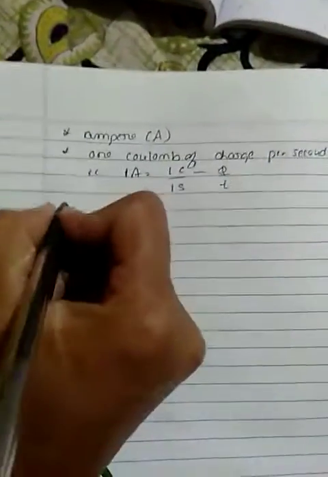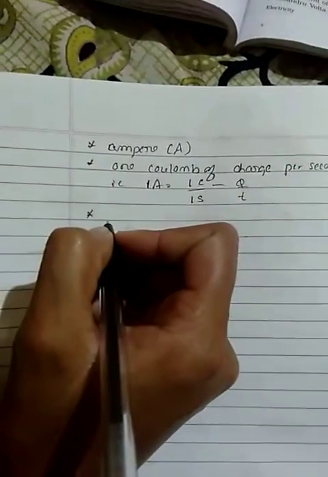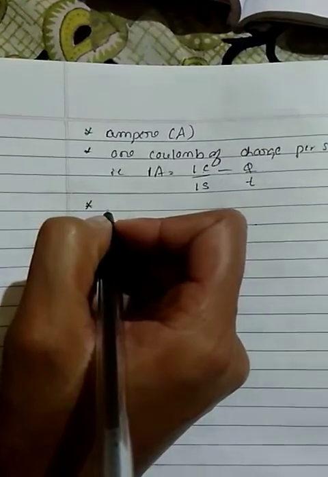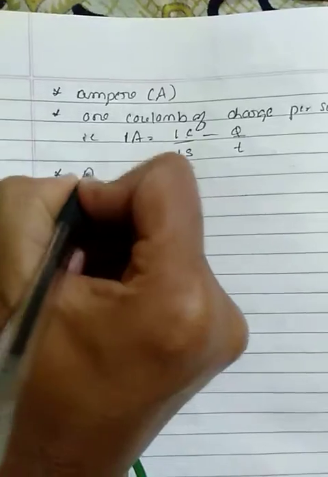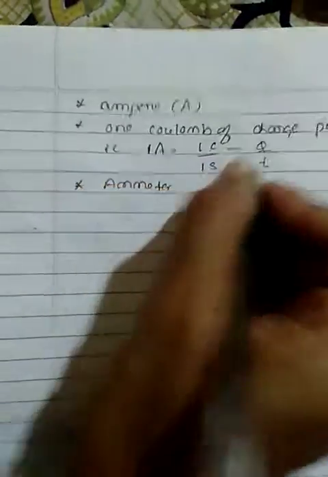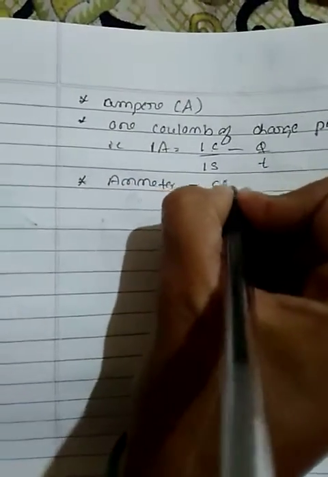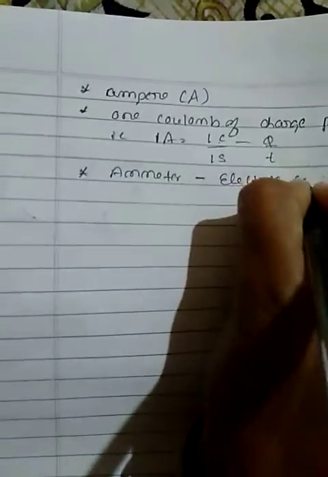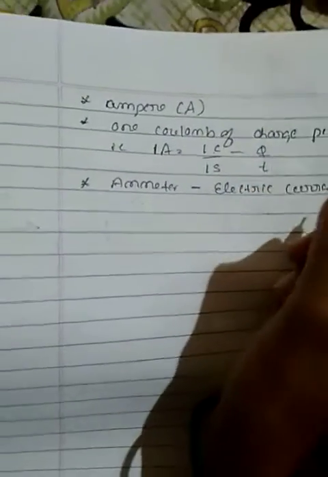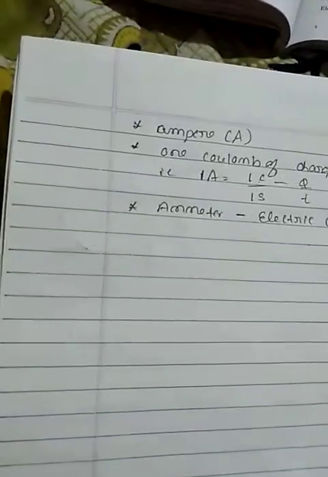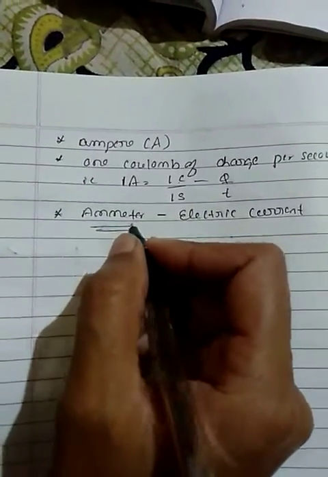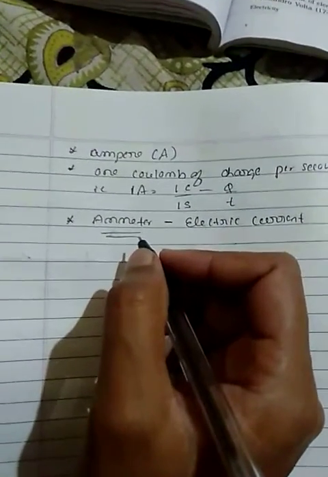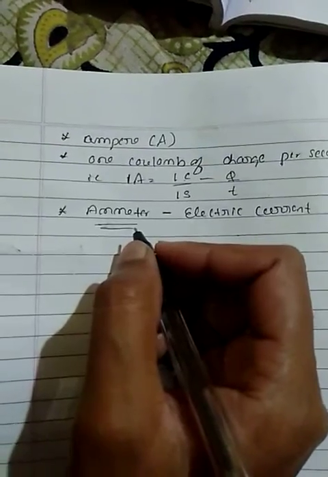The next one is an instrument which is used to measure the electric current in a circuit, called an ammeter. Remember that an instrument which is used to measure the electric current in a circuit is the ammeter. It is always connected in series.